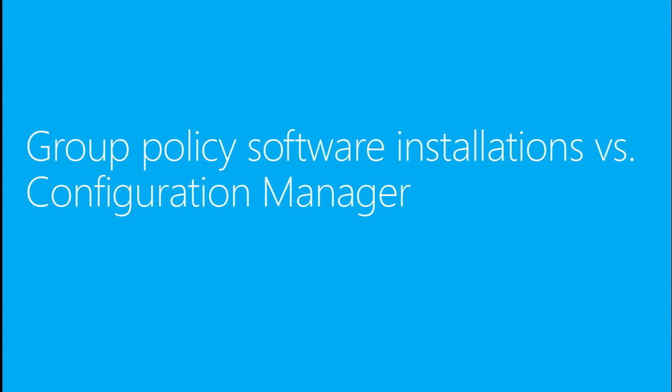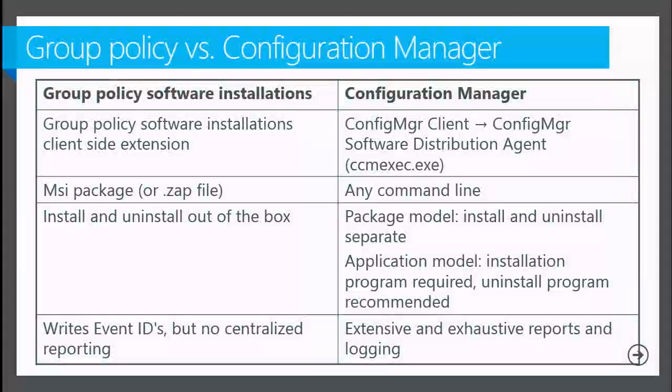Now we don't have to walk through these slides so deeply. We already know what happens. We'll compare the group policy-based software installations and the config manager. The group policy-based software installations has the client-side extension, and the config manager has the client and the CCM exec and everything. While the group policy-based software installations use an MSI package or an infamous ZAP file, the config manager actually uses any command line that you can create.